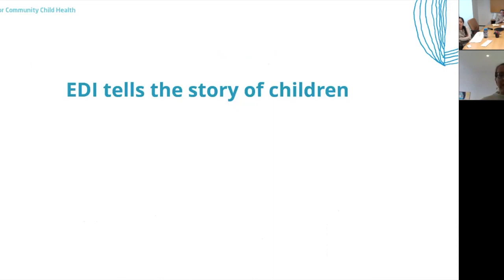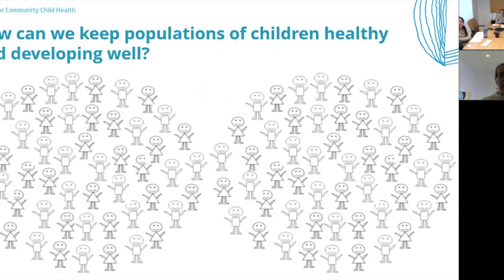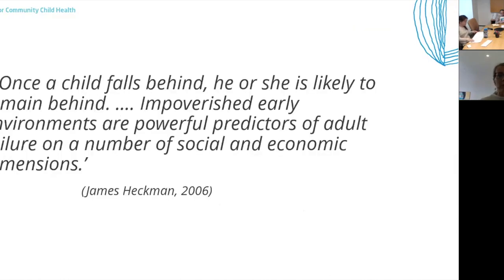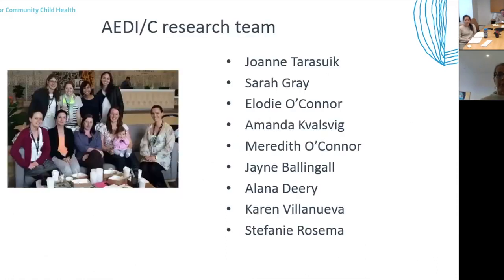So I want to tell you a little bit about how EDI tells the story of children in Australia. You remember we started with this idea of how do we keep populations of children healthy and developing well. And I want to layer on that this other quote from James Heckman, and remind us that really we're looking at a point in time, and that once a child falls behind, he or she is likely to remain behind. Impoverished early environments are powerful predictors of adult failure on a number of social and economic dimensions. So essentially, we're starting to talk about what are the potential policy levers and what do we need to understand about children so we can think about those policy levers if in fact we are going to make a difference to those environments.